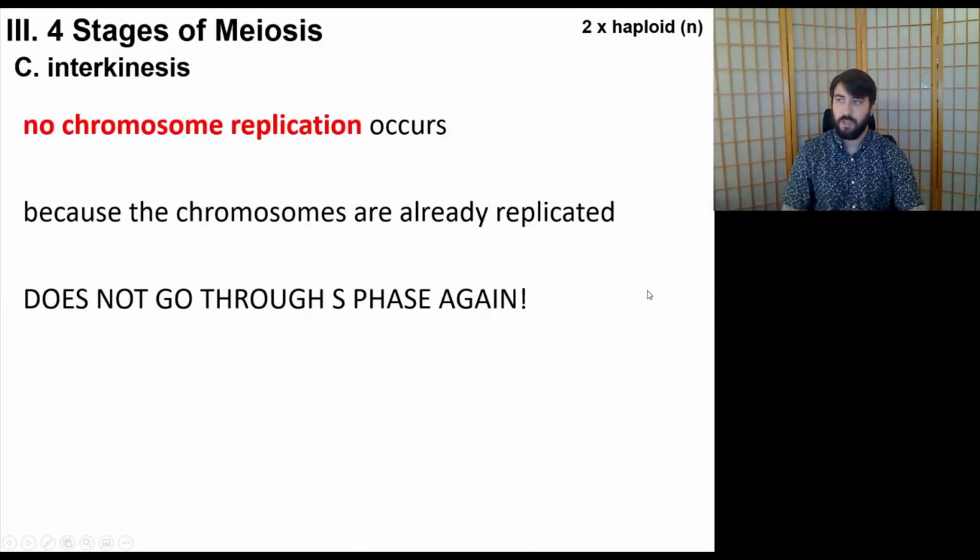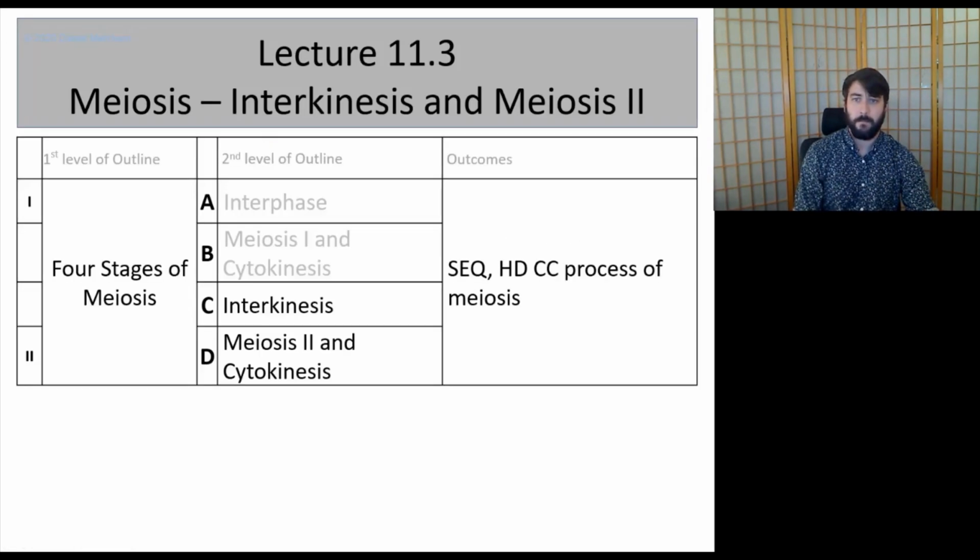Okay. This leaves us at interkinesis, which is a good point to kind of leave off here. But at this point, we have two daughter cells that are haploid, with still two sister chromatids for each chromosome. Make sense? Okay. Now, this is going to be a perfect place to kind of pause and then pick up again next lecture with interkinesis and meiosis 2.